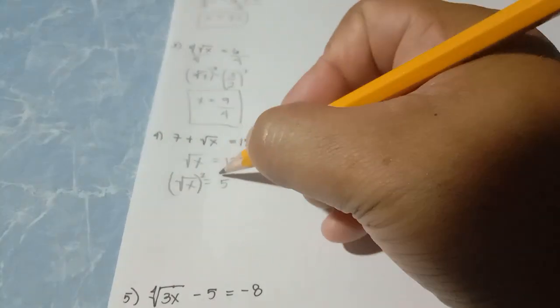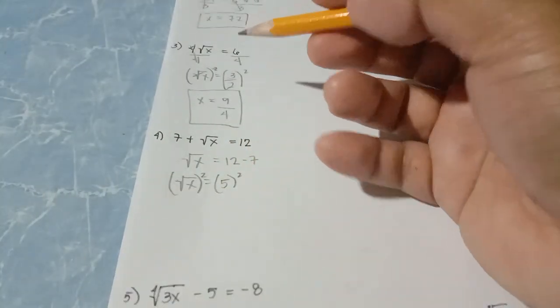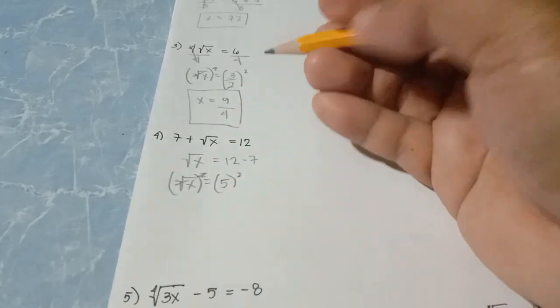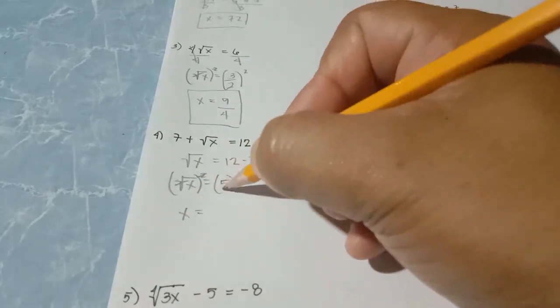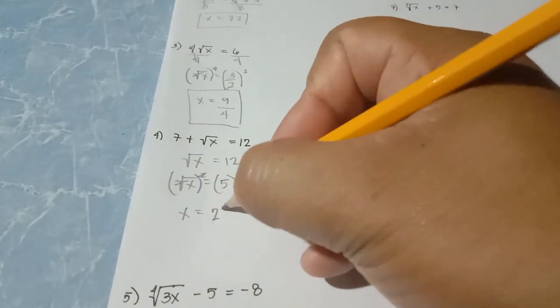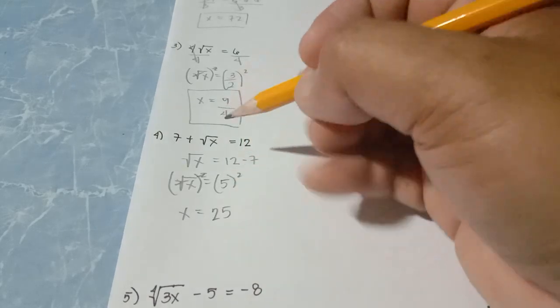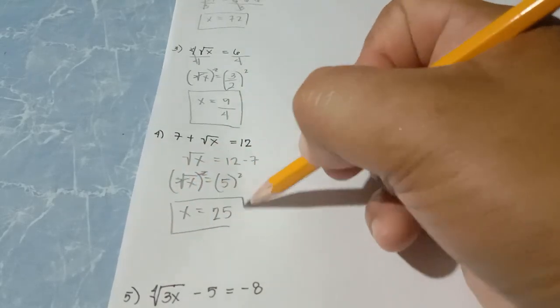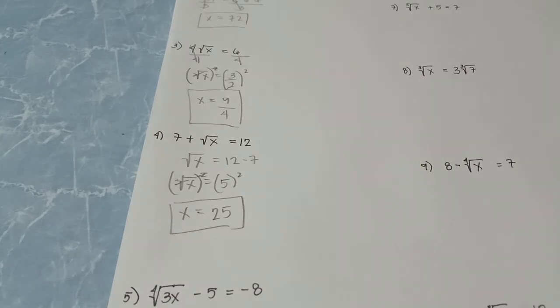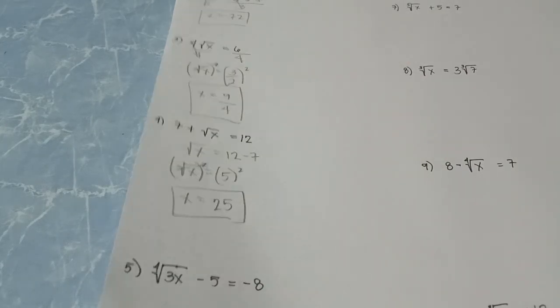At squared natin both sides. Okay? Cancel ang radical, cancel ang exponent. So, x is equal to 5 squared is 25. So, 5 times 5. Okay? So, that is number 4. Okay, next.